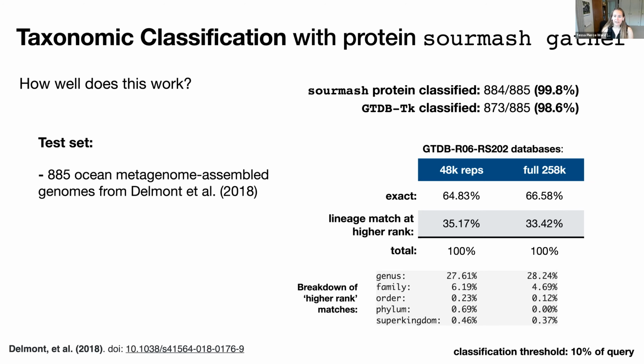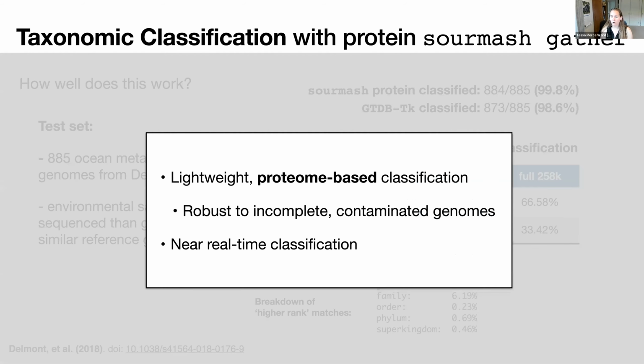But it's promising because this is a really lightweight whole proteome k-mer-based classification, which means it's likely going to be a little more robust to incomplete and contaminated genomes. And then, of course, because it's k-mer-based, it offers near real-time classification.